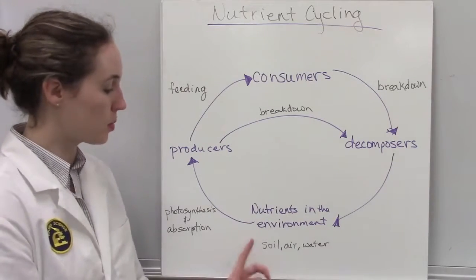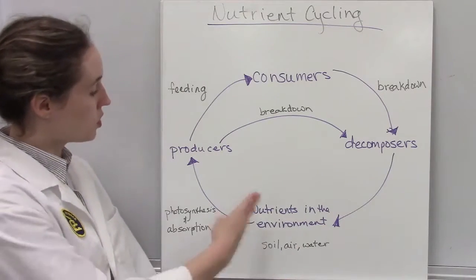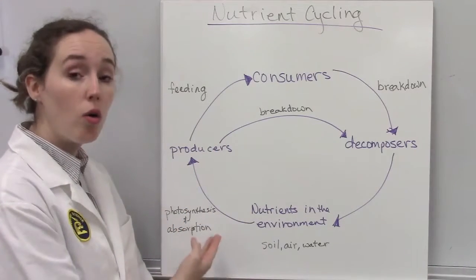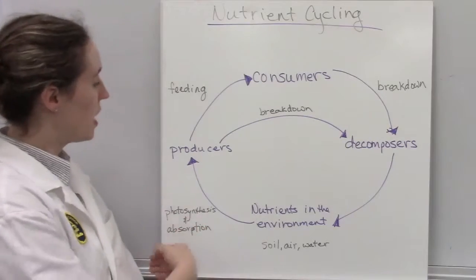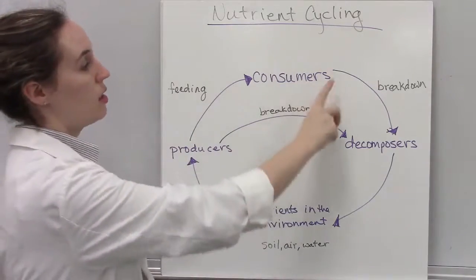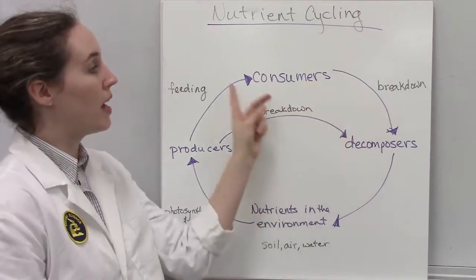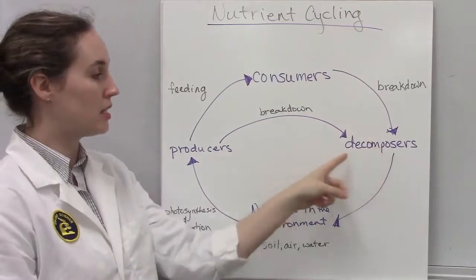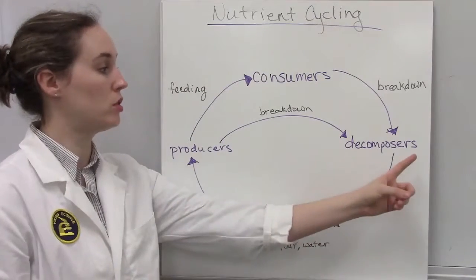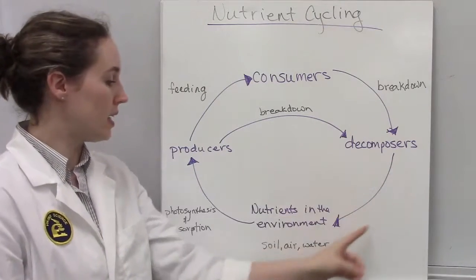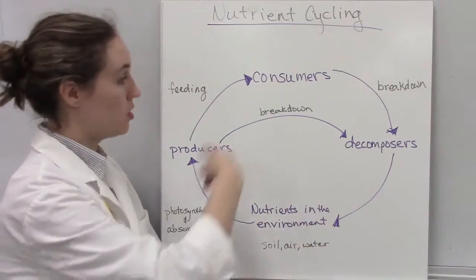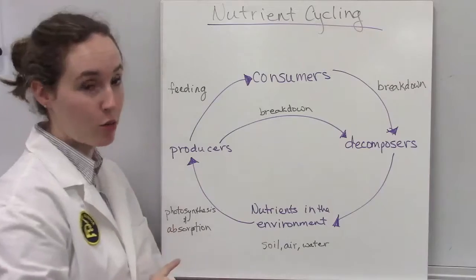Nutrients in the environment from the soil, air, and water are absorbed into producers, either by being absorbed through the roots or taken in during photosynthesis. Then the matter in producers is eaten by consumers. That matter is then broken down by decomposers. Also, if producers die, they're broken down by decomposers, and those put them back into the environment as abiotic nutrients, and the cycle just continues over and over.